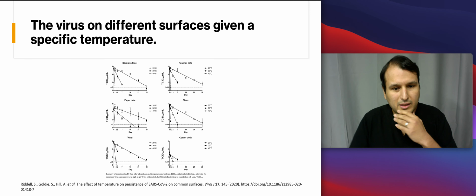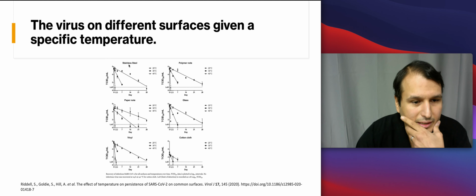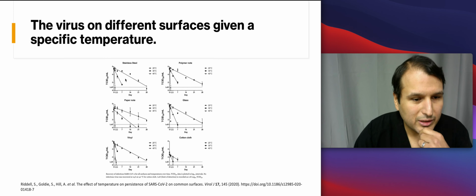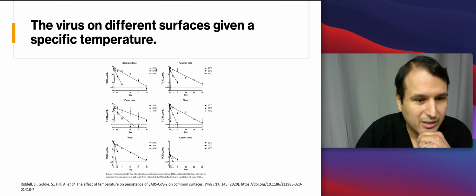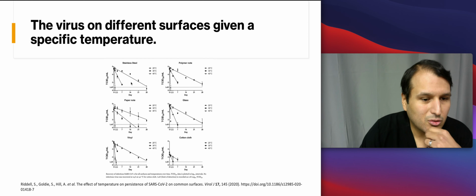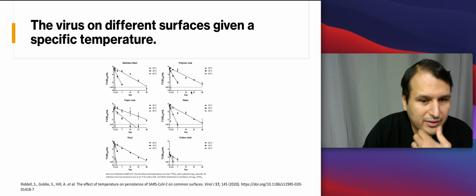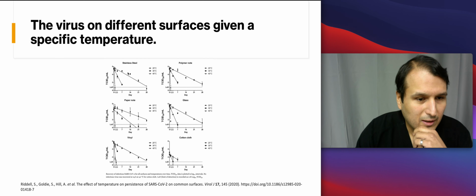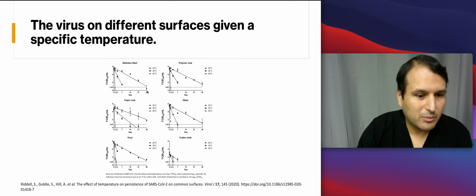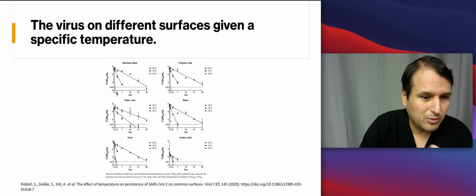This is looking at temperature on different surfaces. If we look at stainless steel, the circle is 20 degrees Celsius and the 40 is 40 degrees Celsius. As we increase the temperature, it doesn't survive as long on these particular substances or objects. On stainless steel, if the temperature is 20 degrees Celsius, it would last somewhere around 28 days. But if we went up to 40 degrees Celsius, we'd probably see a day's worth.